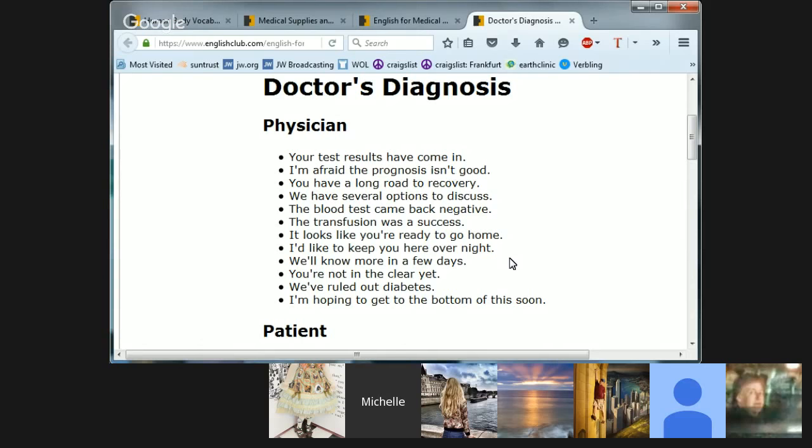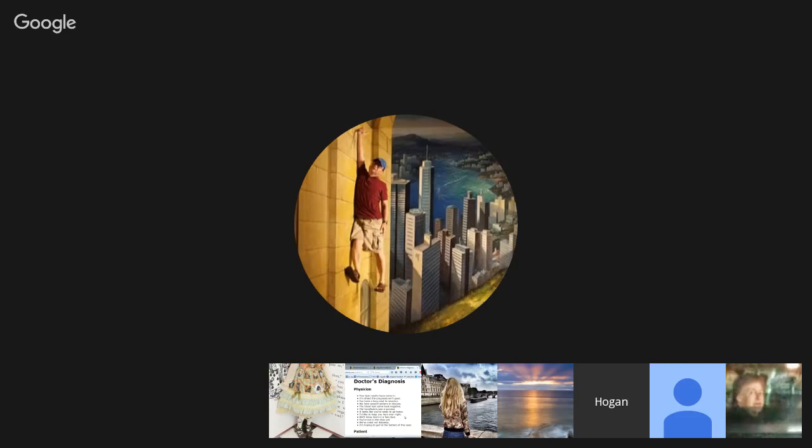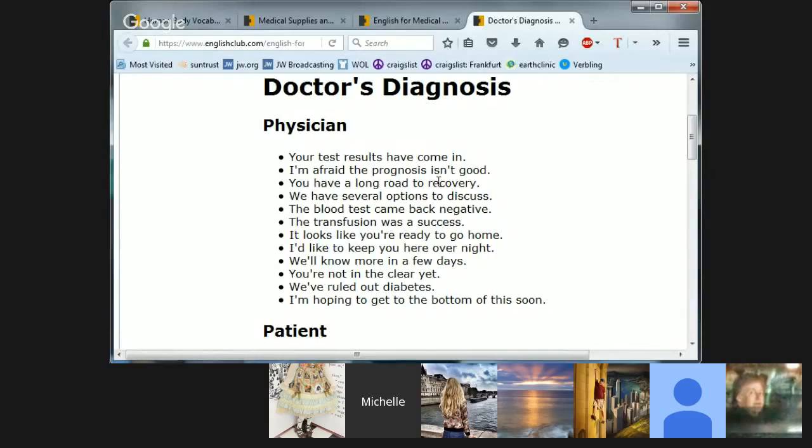Okay, does anyone have any questions before we go on about the meaning of any of these phrases, or any of the words? I have a question on the second one, prognosis. Prognosis, all right, that's a great question.